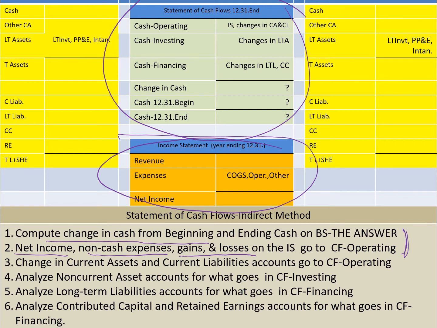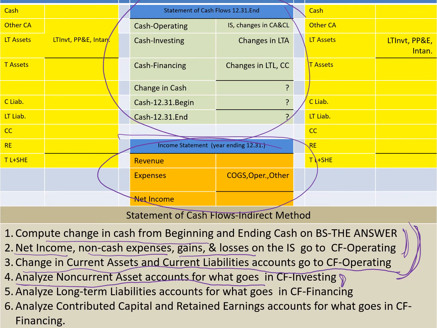Second part of finding cash flow from operations is to compute the changes in the current assets and current liabilities, and those also go in cash flow from operations. The next part is to look at the investing section, which all can be found in the non-current asset account changes, and you need to analyze by T account any non-current asset account, like property, plant, equipment, accumulated depreciation. That will give you investing.